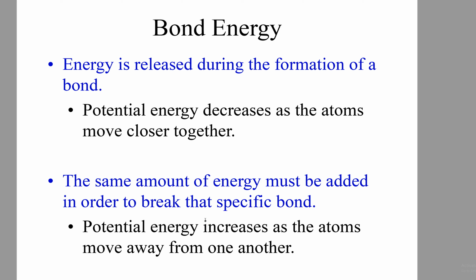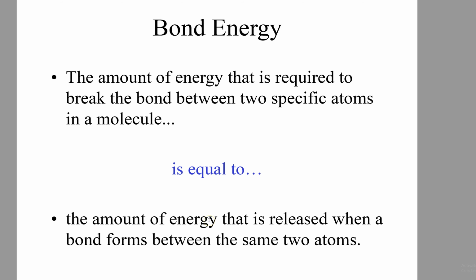And that makes sense because when you're forming a bond, it releases energy because there's less potential energy. But if I want to break a bond, I'm giving more potential energy, which means I have to increase that to move them away from each other. And so the amount of energy that's required to break the bond between two specific atoms in a molecule is equal to the amount of energy that's released when a bond forms between those two atoms. So it makes sense according to the law of conservation of energy.